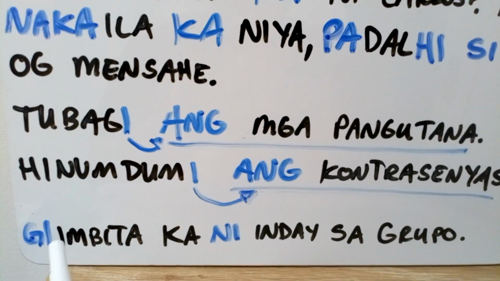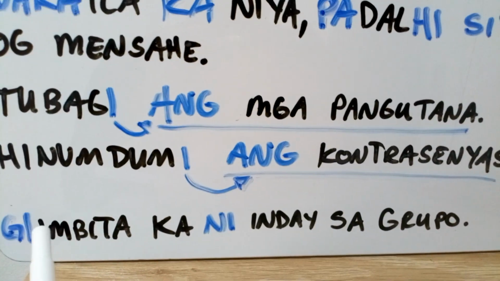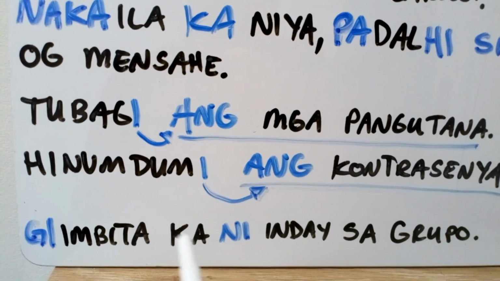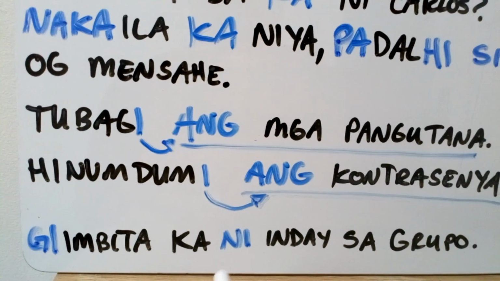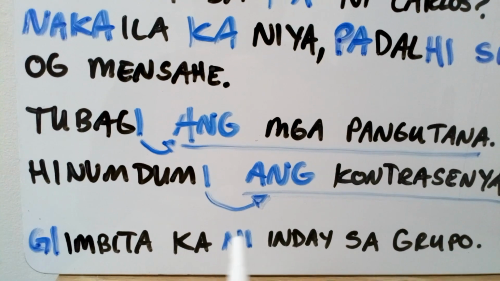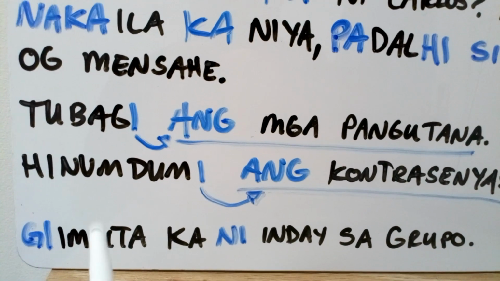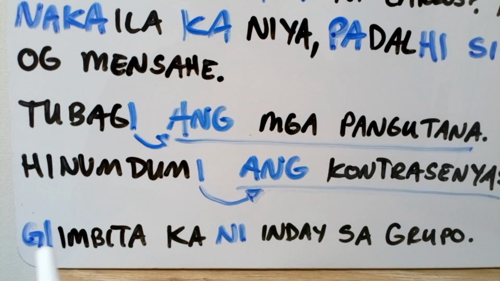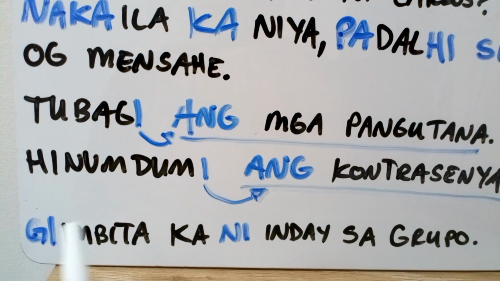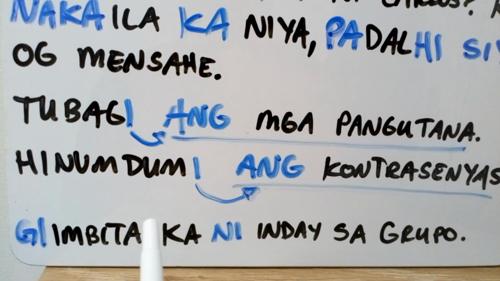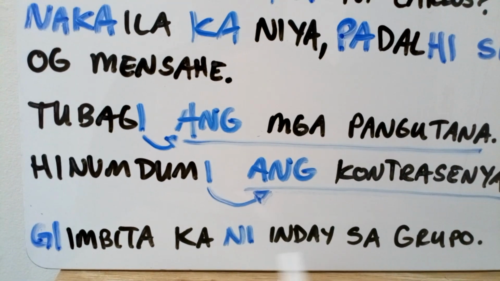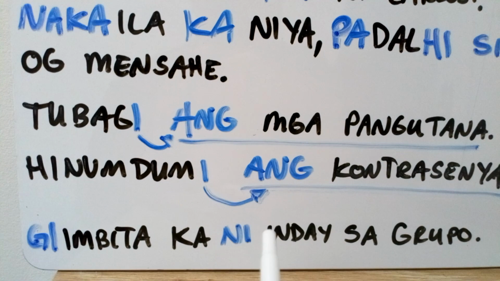And finally, we have something similar to our first sentence. Giimbita ka ni Inday sa grupo. All right, which means Inday invited you to the group, right? But look how it's written. This imbita has been conjugated by a gi, so we know something is out of focus. What's the non-focus here? Ni Inday, right? So this giimbita corresponds with ni Inday. They go hand in hand. They're not important. They're the non-focus.